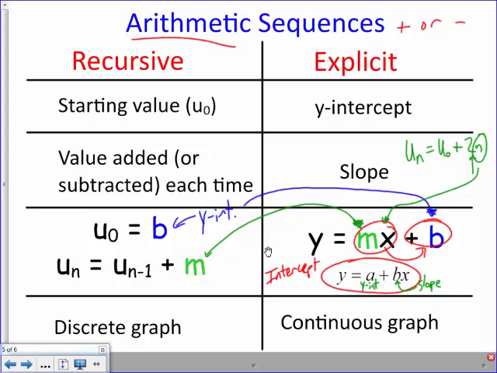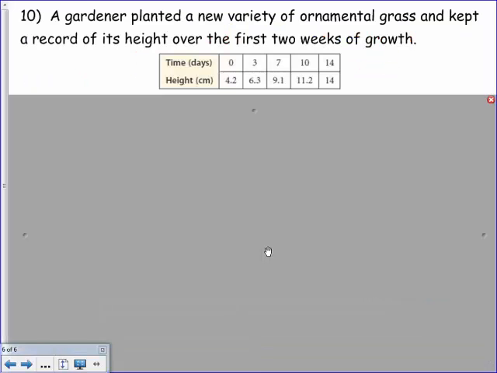So when we do recursion, remember it makes a discrete graph. It gives us points, right? Points. They're not connected. With explicit, now it's continuous. Now we get lines. And with arithmetic, they're all going to be linear. All right, so let's apply this with an actual situation.